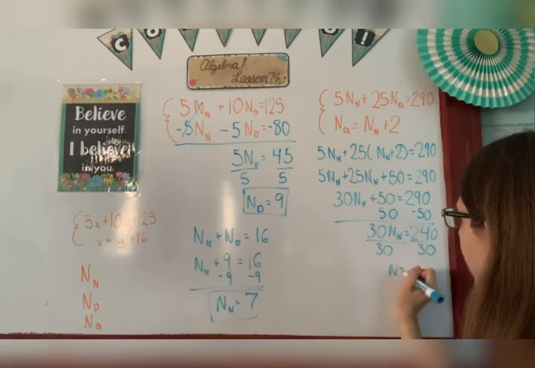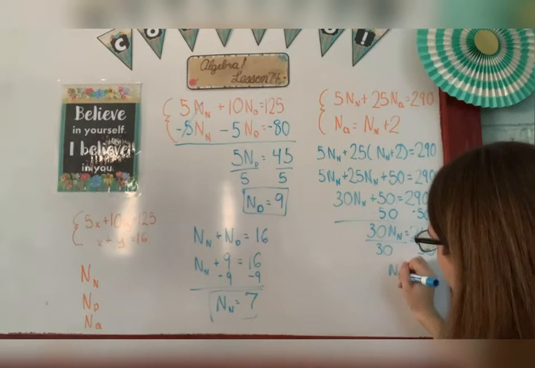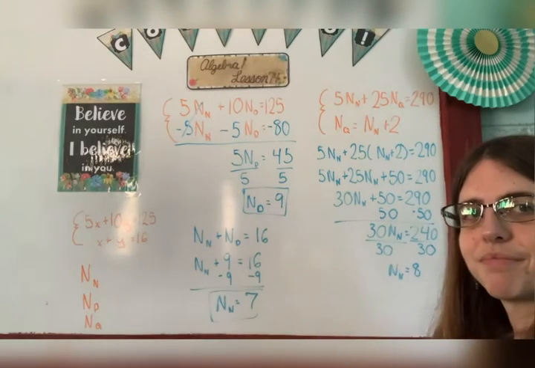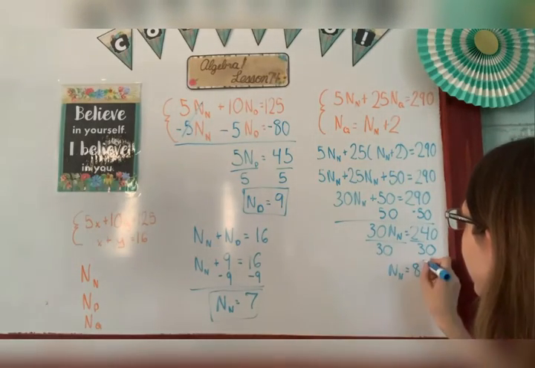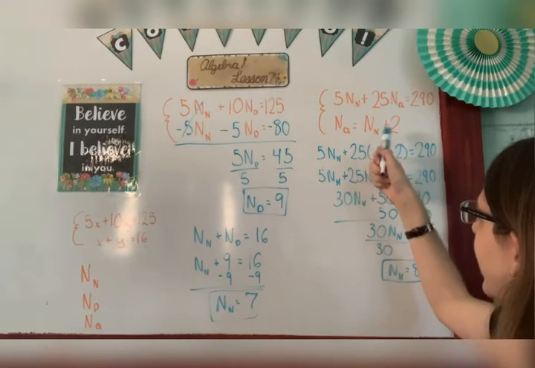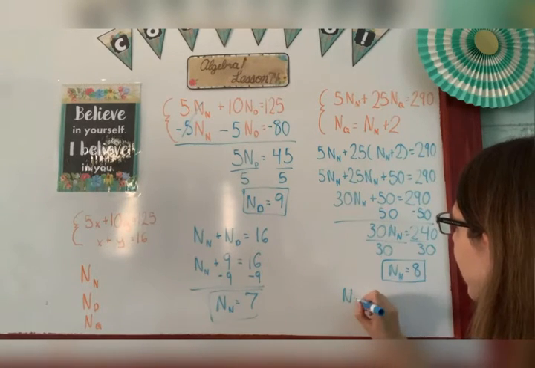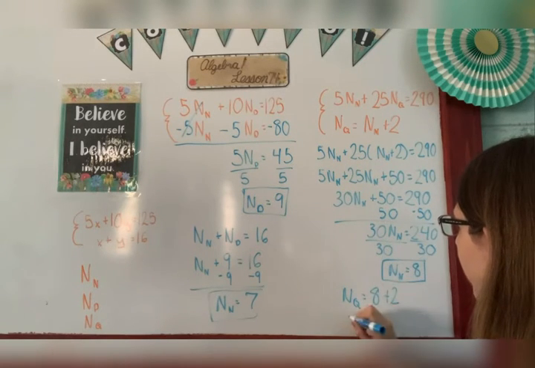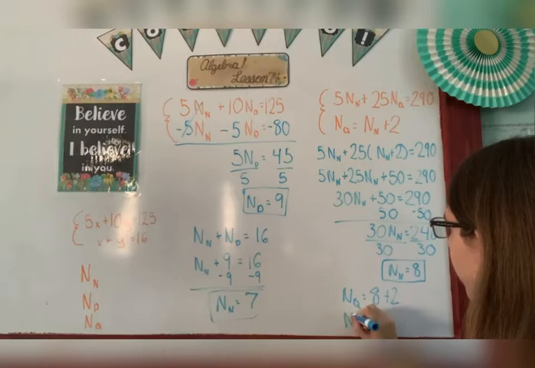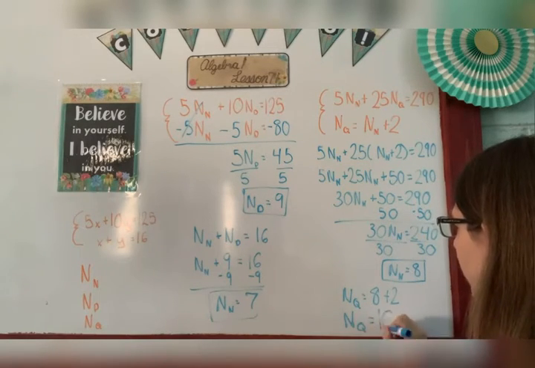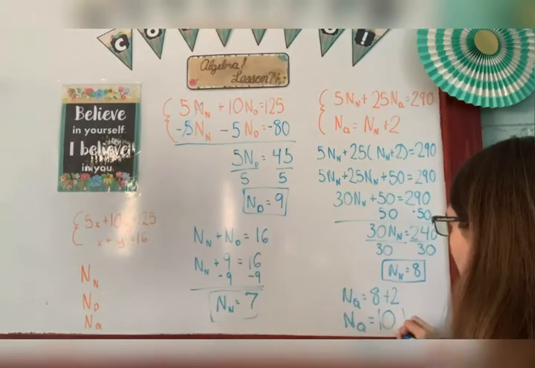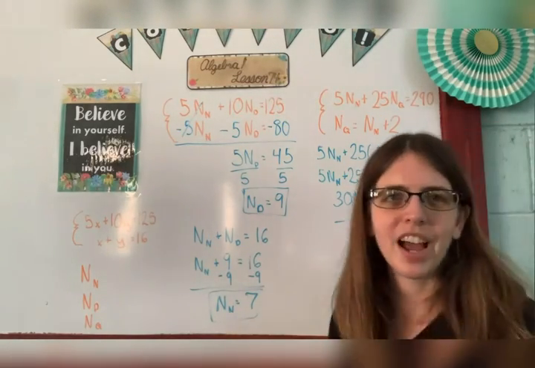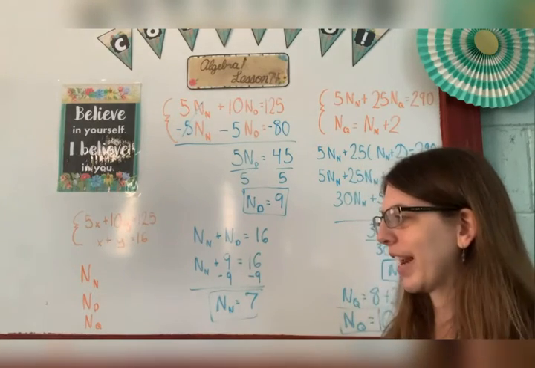I'm left with, and whoops, almost forgot my subscript, n_n equals 8. Nice and simple. Okay, so now I want to put 8 in place of n_n here so I can solve for n_q. Because n_q is equal to n_n, which is 8, plus 2. So that means that n_q is equal to 10. So that's my other part of my answer. Super simple, right? It's the same thing that we've been doing, you just have different kinds of variables. So pause now and do your practice.